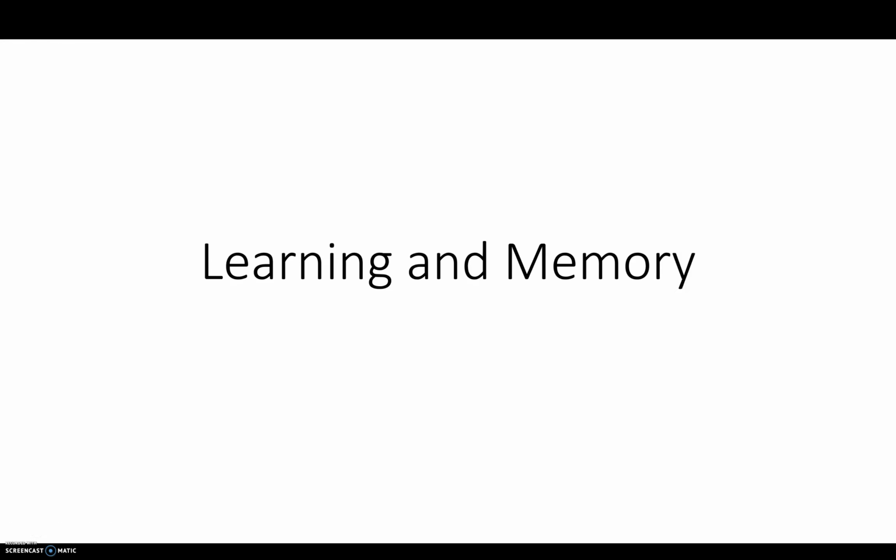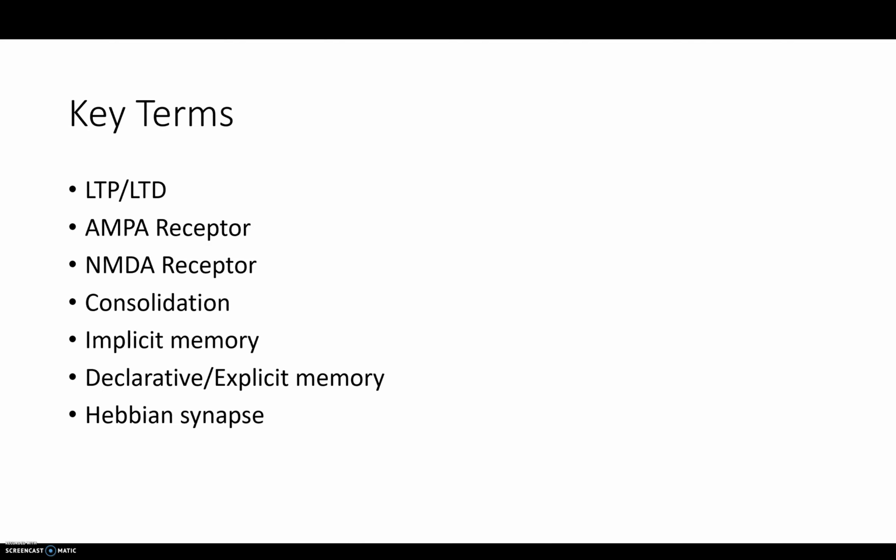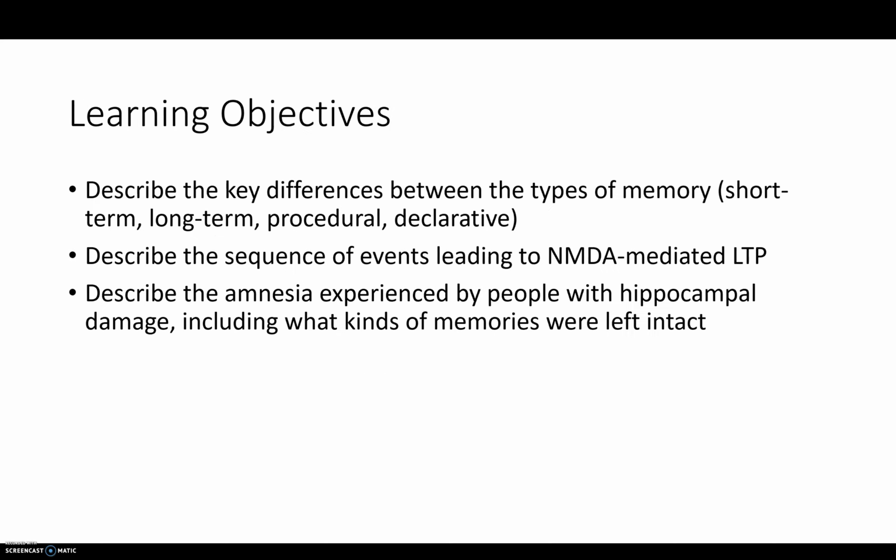Okay, so here is a lecture on learning and memory. Key terms for this section: LTP and LTD. We'll discuss what those stand for. AMPA receptor and NMDA receptor, which are involved in the processes of LTP and LTD. Consolidation, implicit memory, declarative and explicit memory, and the Hebbian synapse, referring to Donald Hebb.